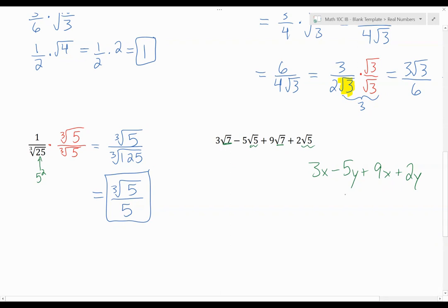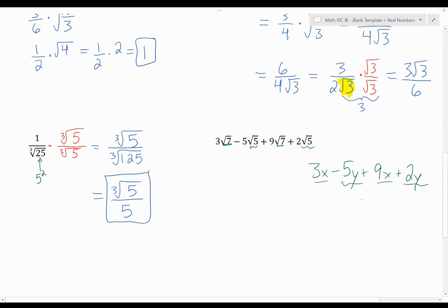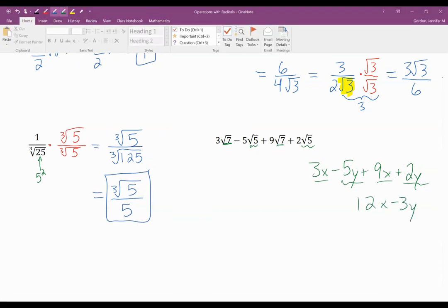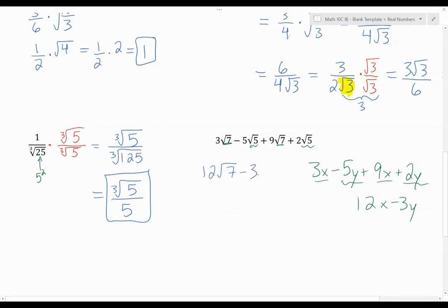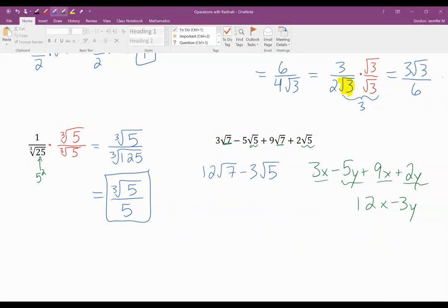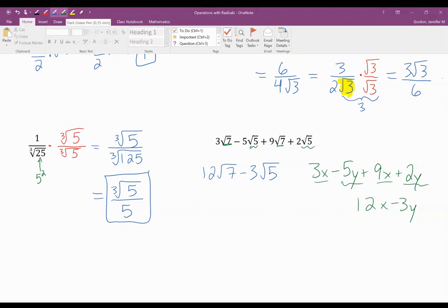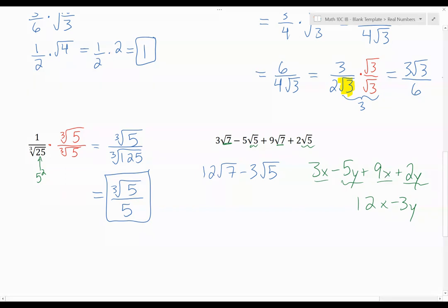Now, most of you are probably aware that this is going to then be just adding together like terms. So 12x minus 3y. And it is exactly the same in this radical instance. So I get 12 root 7 minus 3 root 5. The reason that works is essentially commutativity, as well as the reverse of the distributive property, factoring out a common factor.